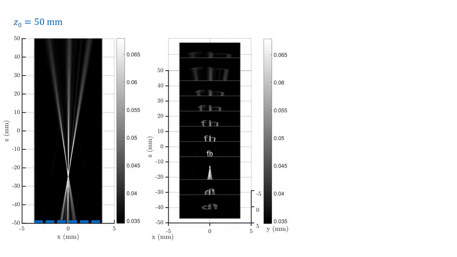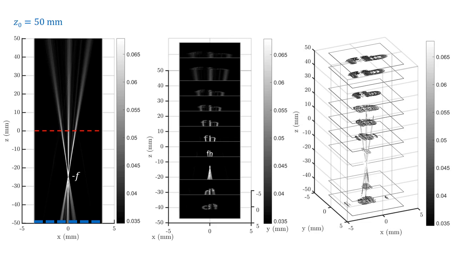Here, we again fix the input distance and look at the light cone produced with different image plane slices. The lens is located at z equals 0 mm. The light rays are focused at the negative focal length. A different view of the image tries to show the divergence of the light rays towards the positive z-axis.